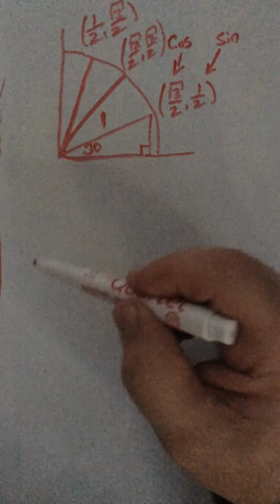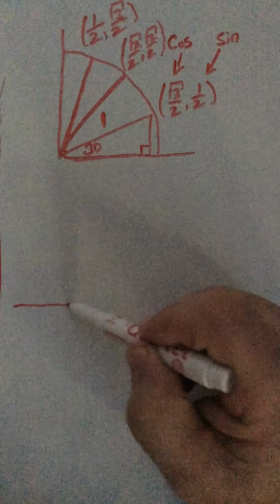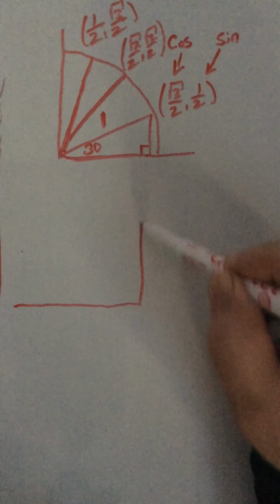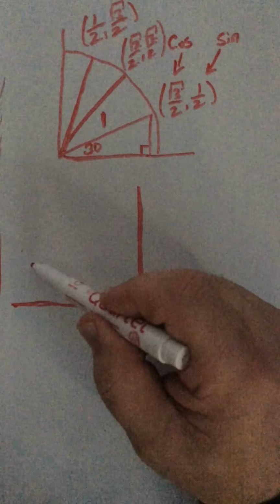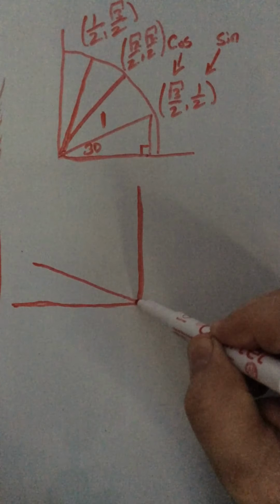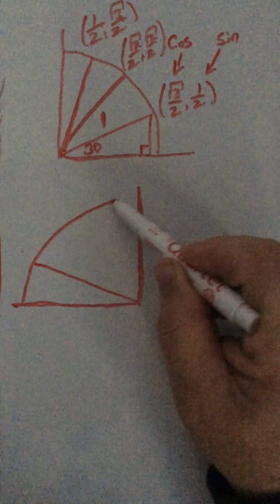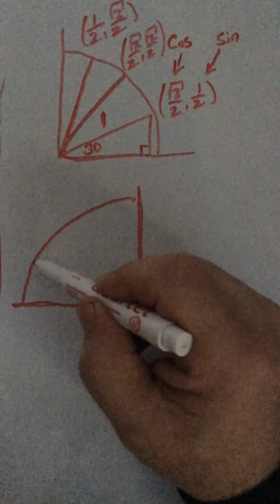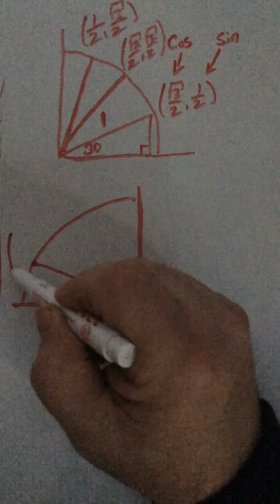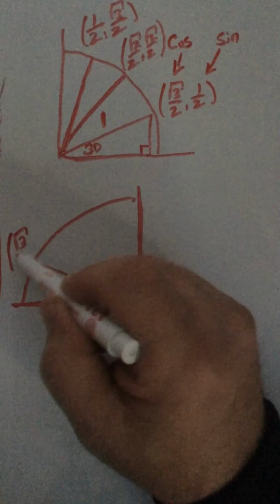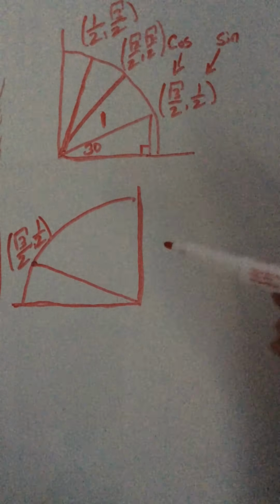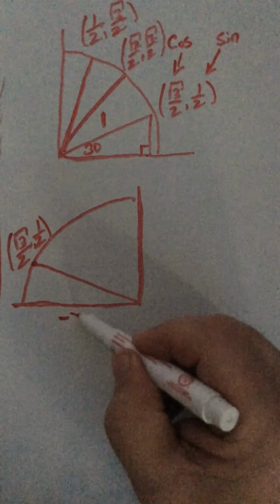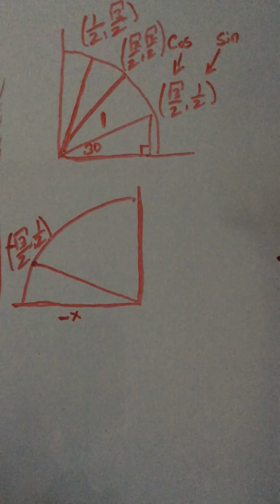I can put that into quadrant 2. So here's my quadrant 2. Here's my 30-degree angle. Here's my arc. Since that's a 30-degree angle, I know that cosine's root 3 over 2, sine is 1/2. But since I'm in quadrant 2, I know my x distance was actually negative. So that's negative root 3 over 2, 1/2.